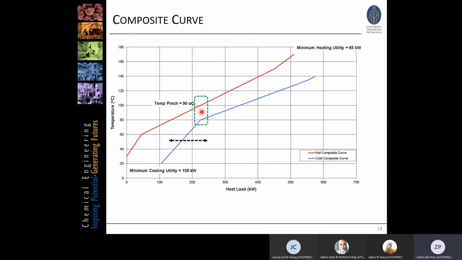So if we have a delta T min of 20 degrees C, this gives the positions of the 2 curves. 20 degrees C is the shortest distance between these 2 curves. It happens to be 100 degrees C at the hot composite curve and 80 degrees C at the cold composite curve. So we have 100 degrees C hot pinch and 80 degrees C cold pinch. But for the pinch temperature itself, people normally take somewhere in the middle, 90 degrees C. Why is that? I will show you later on.